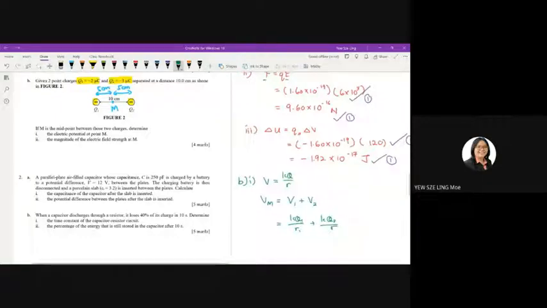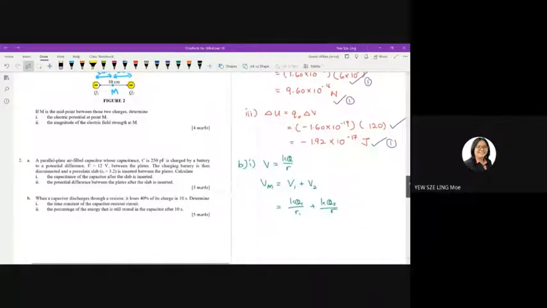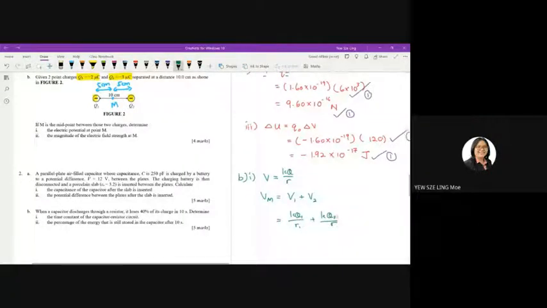Now, the crucial part is the substitution. You are looking at electric potential. It is a scalar quantity, which means you need to include the sign in your substitution, in your calculation. So 9 times 10 to the power of 9, Q1 is negative 2 micro, which is times 10 to the power of negative 6, not negative 9, not negative 10, but negative 6, over r1. r1 is 5 cm, so 5 times 10 to the power of negative 2.